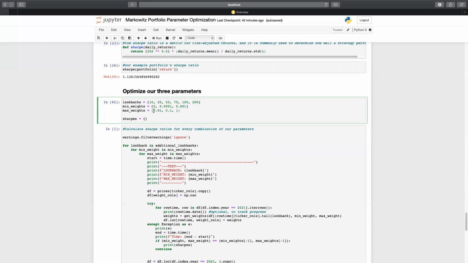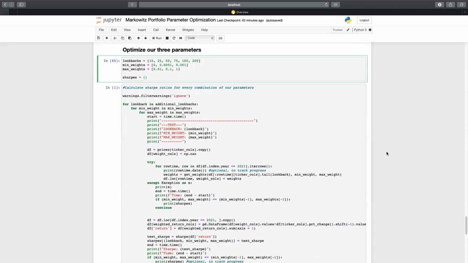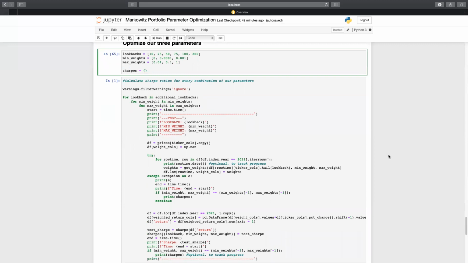And also max weight. So this is saying either I can invest all of my money in the asset, or I can't invest any more than 0.001 in an asset. So these are my different parameters that I have for my portfolio. And essentially this block of code here tries out the strategy on 2021 for all the different combinations of parameters in order to determine the optimal parameters.